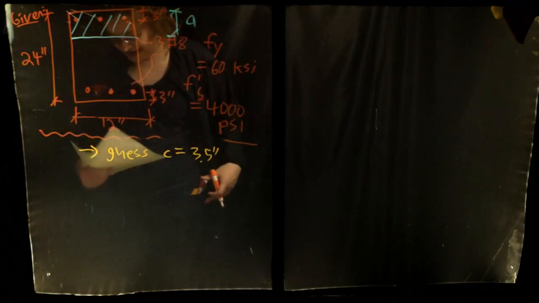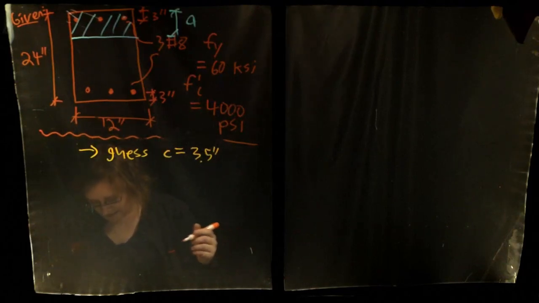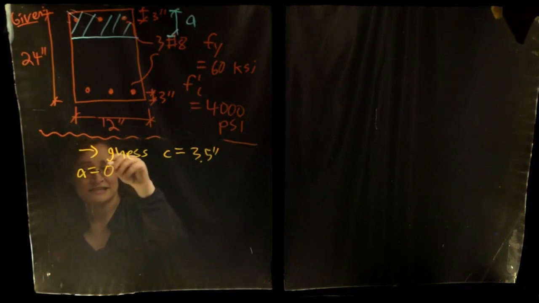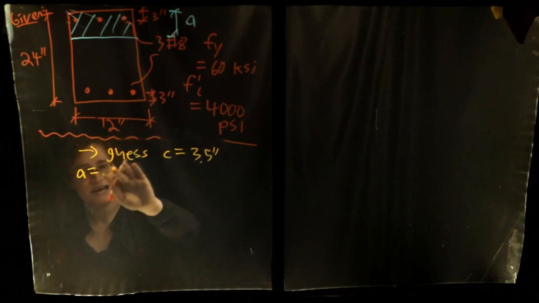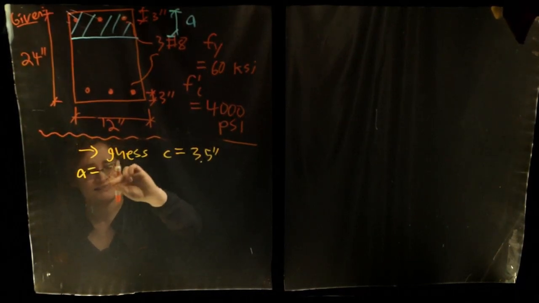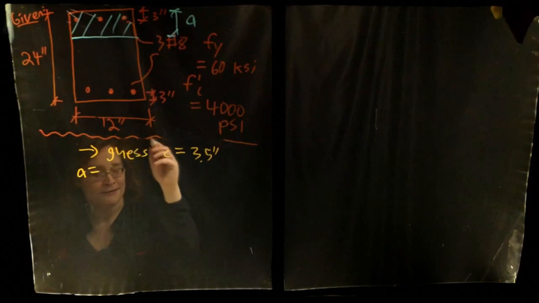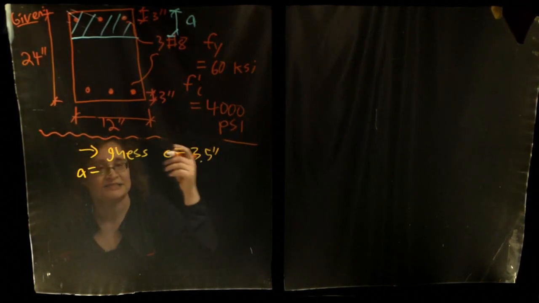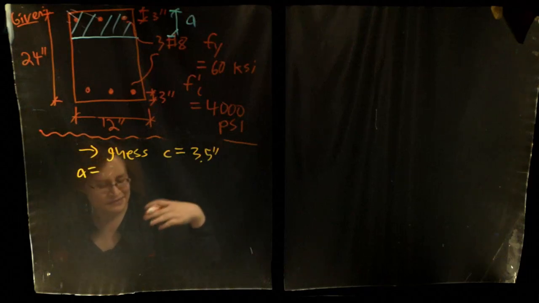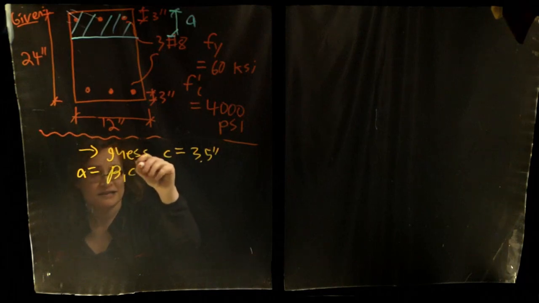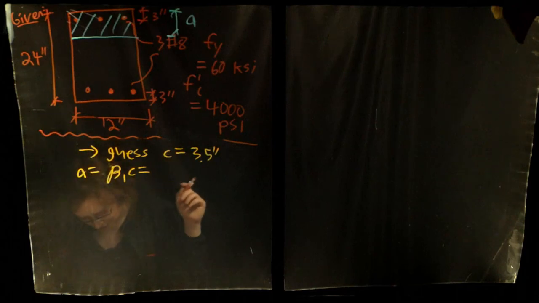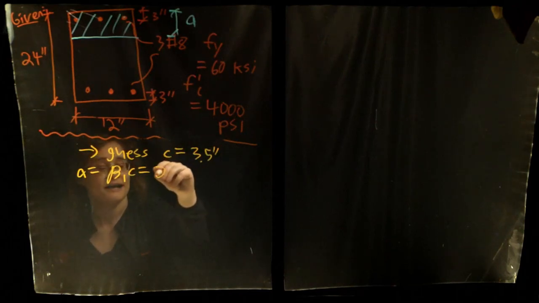Let's go ahead and try this. When we try C equals 3.5 inches, A is still just equal to beta 1 times C. Thankfully, beta 1 is not a function of neutral axis depth, otherwise that might get quite annoying. Beta 1 is only a factor of the f prime c of the concrete, so that's not going to change. So 0.85 times C is going to be equal to a value of 2.975 inches.